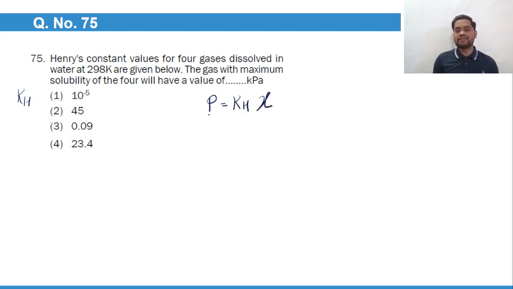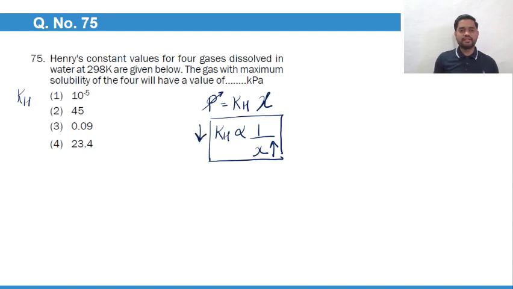Okay, clear? At a particular temperature this will remain constant. So KH is inversely proportional to solubility. From this we can get the relationship. So if we want maximum solubility, KH will be minimum. So out of these, the least KH is 10 raised to minus 5, and hence according to me, for 75, the first option will be the right answer.